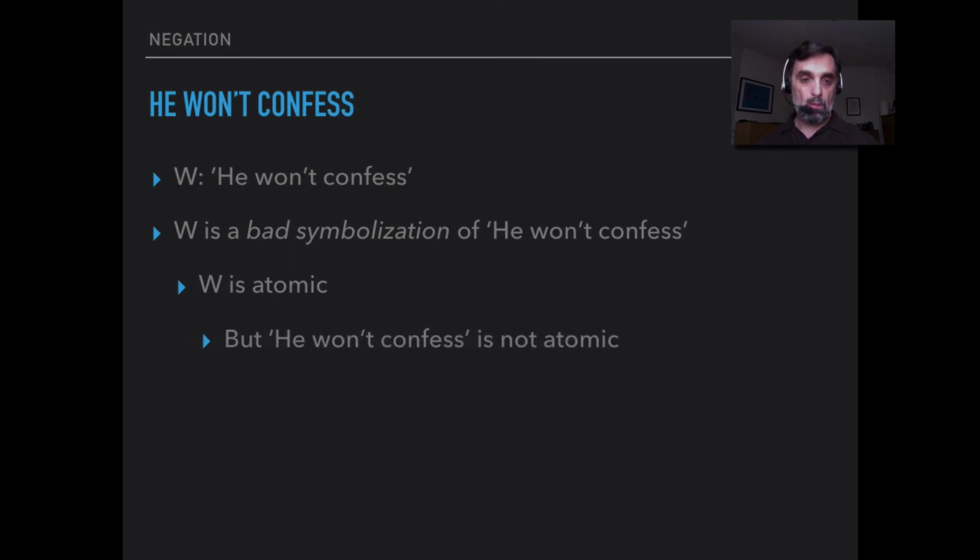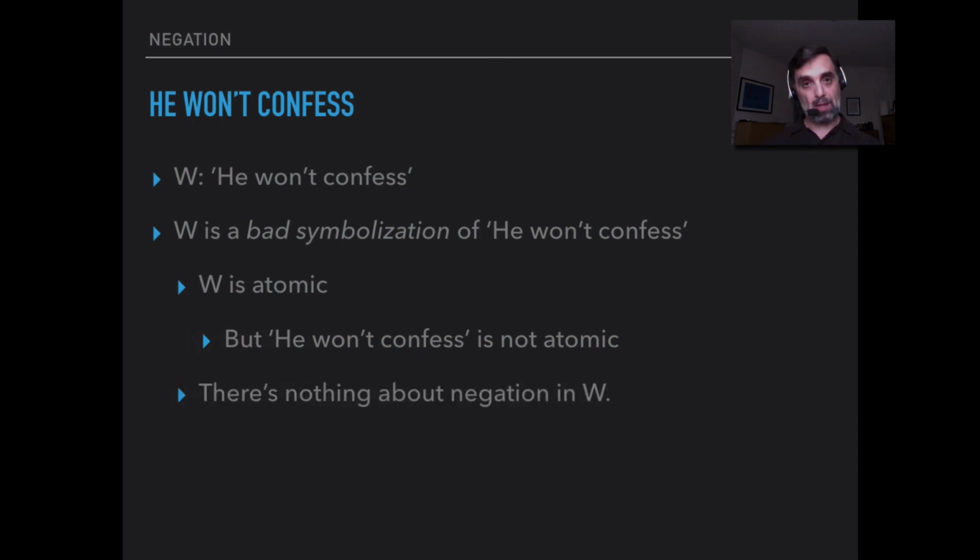And "he won't confess" isn't atomic. It contains a sentence, "he will confess," and to "he will confess" we've added the not, and formed this bigger sentence. So the bigger sentence, "he won't confess," or "he will not confess," contains a sentence, "he will confess." So "he won't confess" is not atomic, but W is atomic. Already we can see that one has parts, the other doesn't. W has no parts. "He won't confess" does have a sentence as a part, namely, "he will confess."